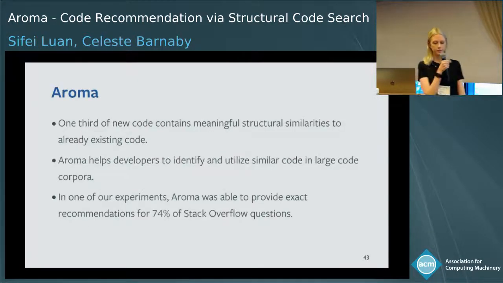So to summarize, 1/3 of new code we found contains meaningful similarities to code that already exists in a large code base. And so Aroma can help developers to identify and utilize this similar code to save time and energy. And in our experiments, Aroma was able to provide exact recommendations for 74% of Stack Overflow questions.